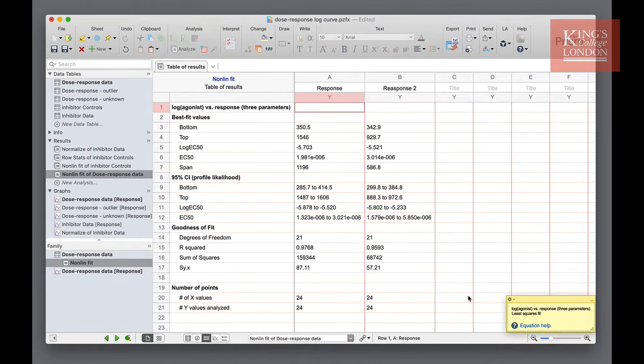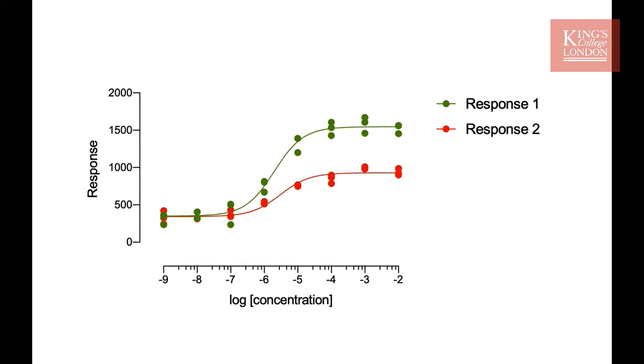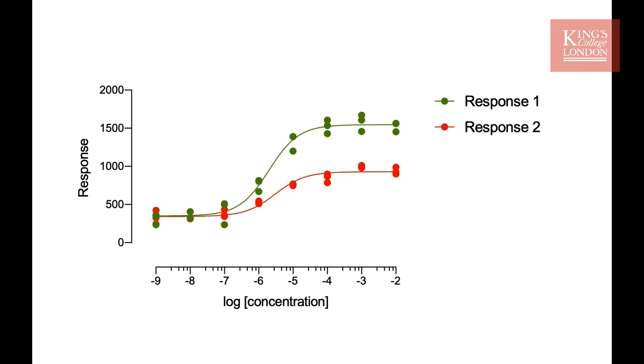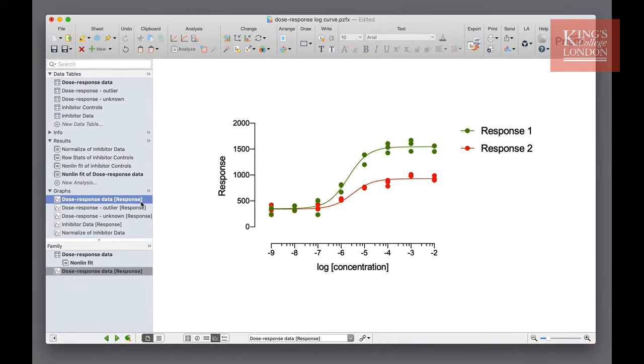The results section and generated table now show us a summary of our two datasets. The best fit values, EC50 and SPAN, are shown, including the 95% confidence intervals and our goodness of fit, including our R-squared value. For convenience, Prism also plots the number of X and Y values analysed just to confirm if there were any outliers, should that have been selected. We can view this as a graph, and we can see our green and red line corresponding to response 1 and response 2 seem to fit very well.